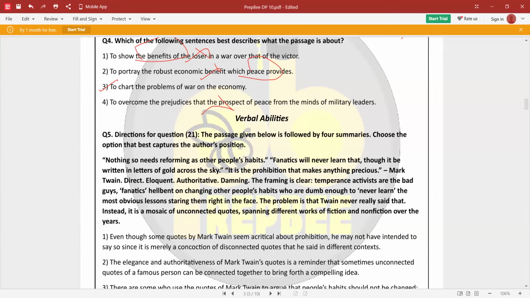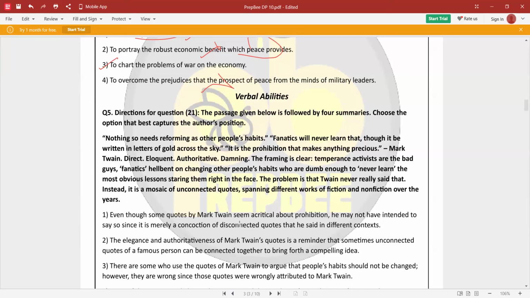Instead, it is a mosaic of unconnected quotes spanning different works of fiction and non-fiction over the years. So it's just saying that nothing so needs reforming as people's habits. Fanatics will never learn that, because even if it is written in golden words in the sky, fanatics will never learn that. So Mark Twain says that it is a prohibition that makes anything precious. Now, see, the framing is that changing other people's habits, who are dumb enough to never learn, is the most problematic thing. That is the most difficult thing.